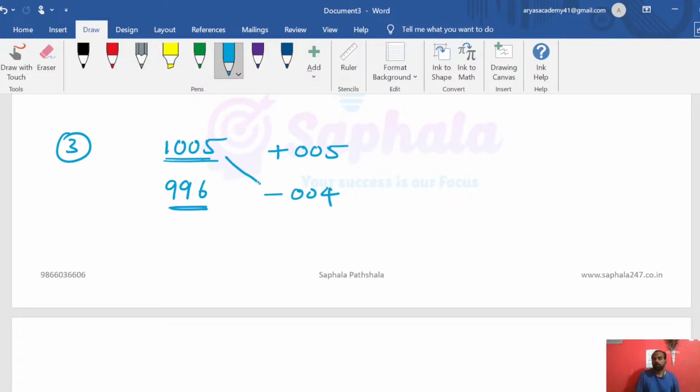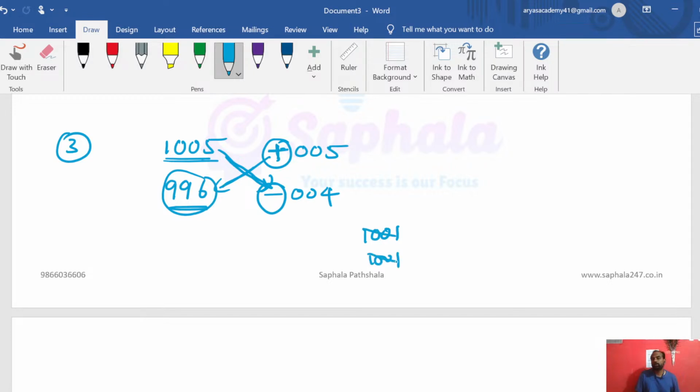Now you look in the diagonally opposite direction. If the symbol is plus, you have to add. If the symbol is minus, you have to subtract. So 1005 minus 4. 1005 minus 4 is how much? 1001. 996 you have to add because the symbol is plus. 996 plus 5 is again 1001.